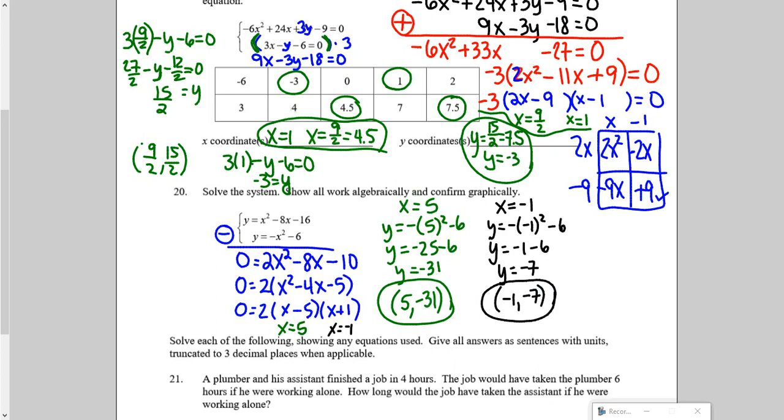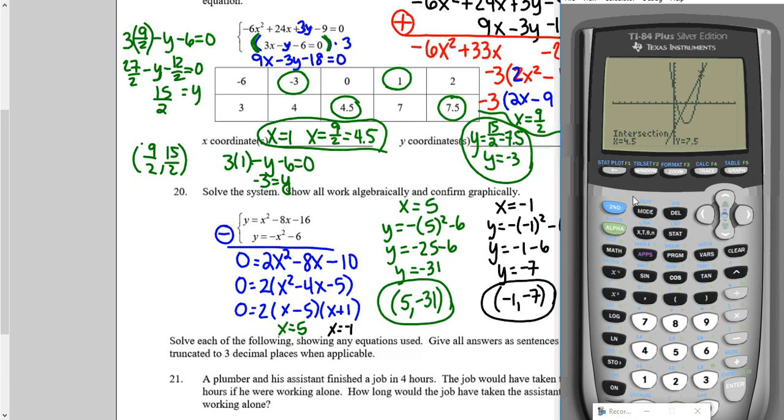If I need to confirm this graphically, I can put them both in my calculator. So I go back to my y equals, clear these out. I have x squared minus 8x minus 16. And then my second equation was negative x squared minus 6. Oops, I missed my negative over there. Hold on. Insert that little negative down there. There it goes.